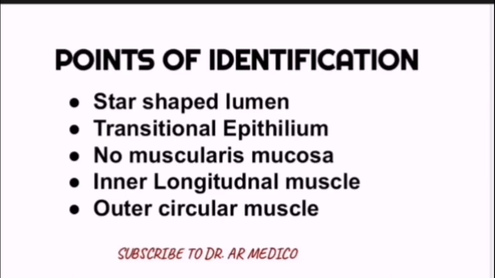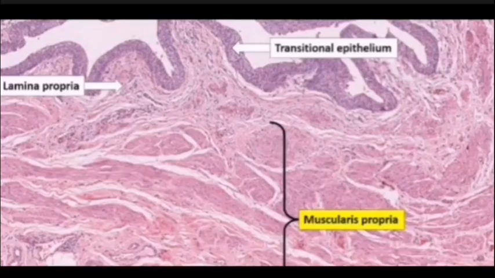And the last one is that it will have an inner longitudinal and outer circular muscles, right? You can see in this picture that we have a transitional epithelium, then we have a lamina propria, and we said that there is no muscularis mucosa, right? And after that the layer will be muscularis, like the proper muscular layer, but it will have a longitudinal. You can see this longitudinal layer first, and then we have the circular layer, right?